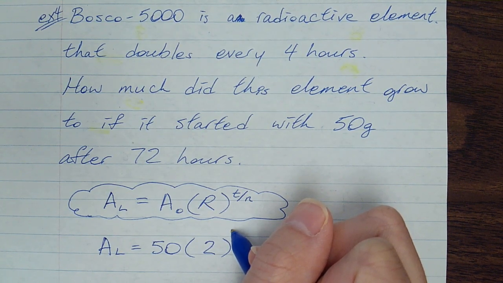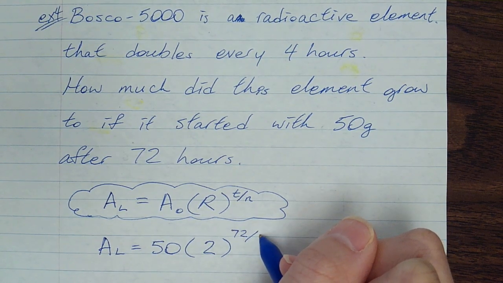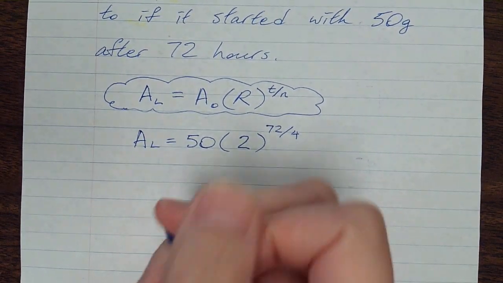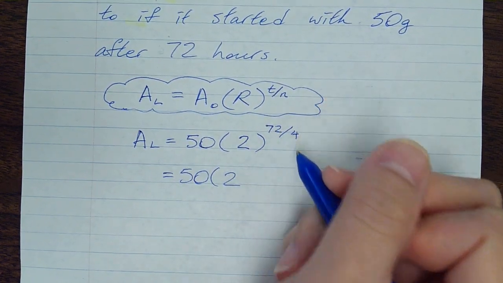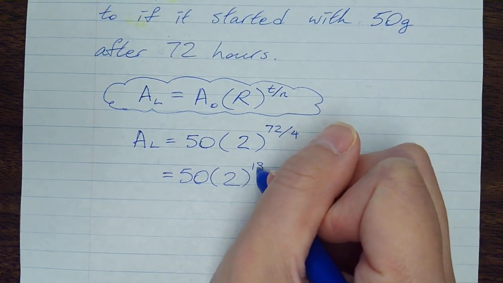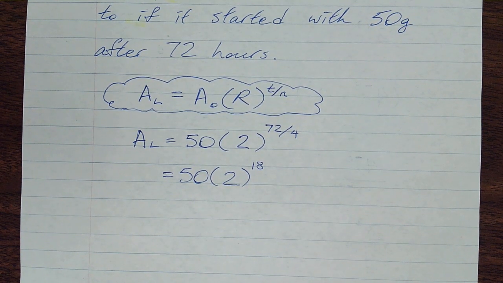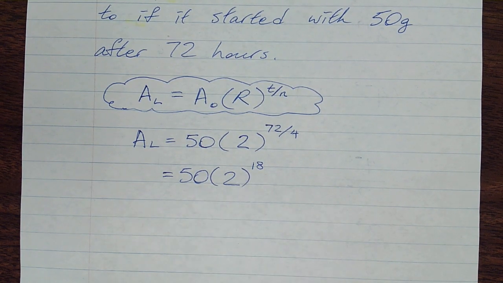72 hours. And how often does it change? Every 4 hours. Every 4 hours. Right, like this. Okay. So 50 and then 2. 72 divided by 4, you get 18. So 50 times 2 to the power of 18. Do I multiply first and say 100 to the power of 18? Maria?